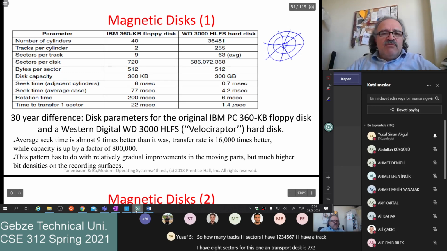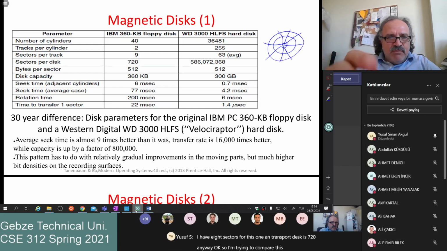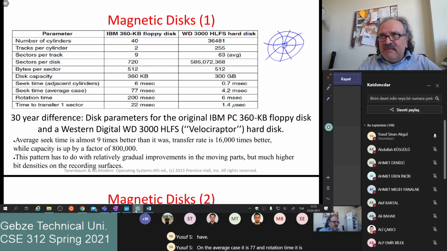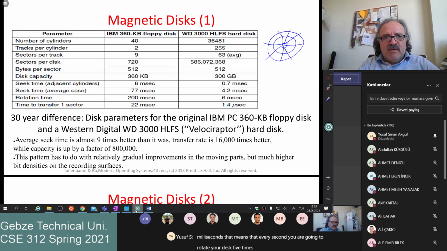Anyway, so I am trying to compare this. Oh, this one is important. Seek time is 6 milliseconds between two adjacent cylinders, so that's the smallest seek time that you can have. On the average case, it is 77. The rotation time is 200 milliseconds, which means every second you are going to rotate your disk 5 times. And time to transfer one sector is 22 milliseconds.